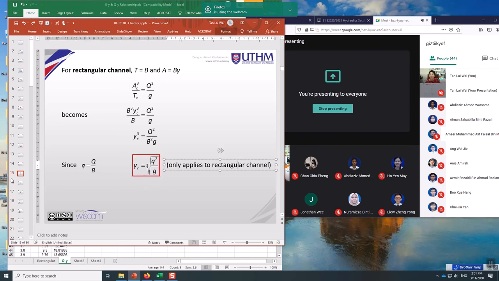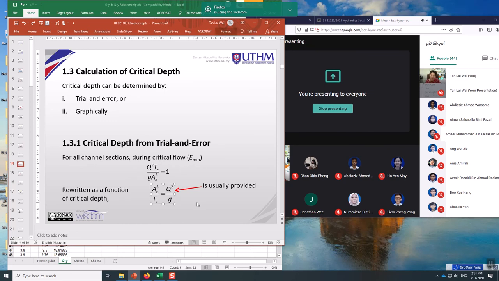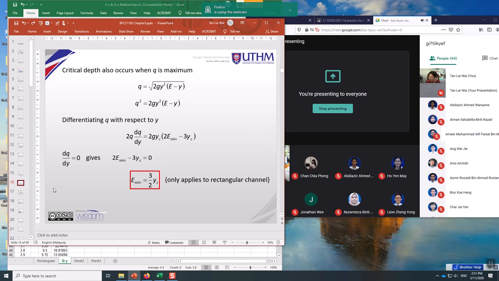So I want you to be clear about all these expressions. Don't simply use the expression for any shape. It only applies for a rectangular channel. If you want to find the critical depth for trapezoidal, triangular, or even rectangular, you can use this expression. So I hope you can understand so far.